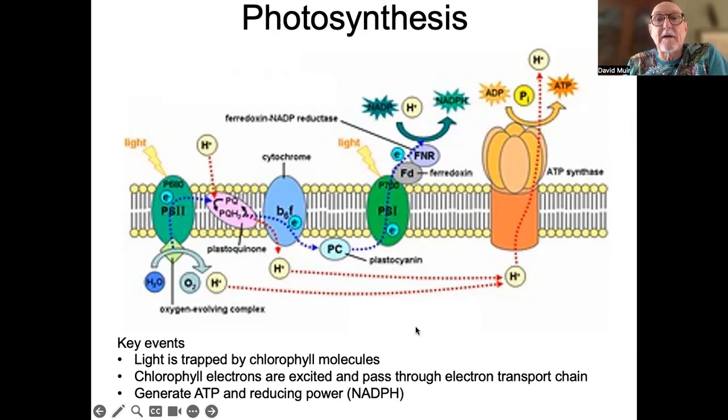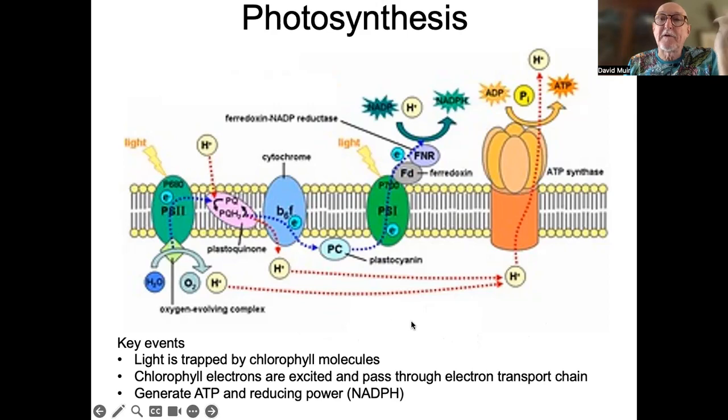And here I want to run through the process of photosynthesis very briefly, because you are actually going to do a take-home exercise, which I'll elaborate on a little bit in a moment. So I'm just briefly going to remind you what the process of photosynthesis actually entails.